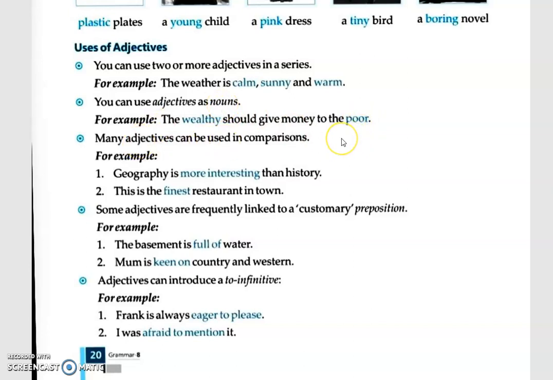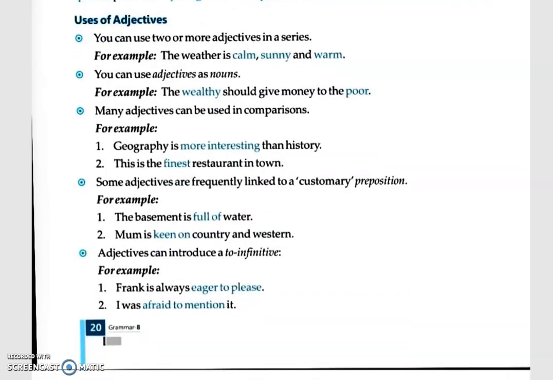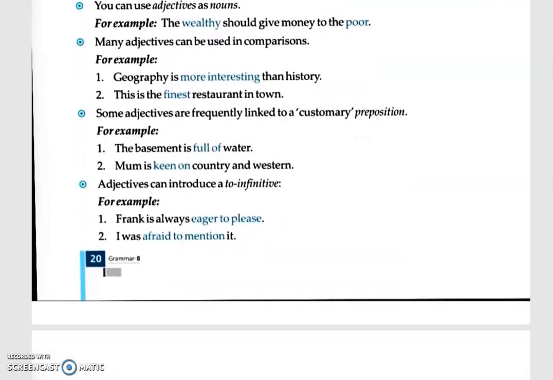Many adjectives can be used in comparisons. Comparison means when we say something is better than the other, or when we are comparing two different things, which is better, which is not better. For example, geography is more interesting than history. So we are comparing two subjects here, geography and history. The adjective we are using here is more interesting. This is the finest restaurant in town. We know we have a lot of restaurants, but this is the finest. So an adjective here is used for comparison, giving us more information about the restaurant.